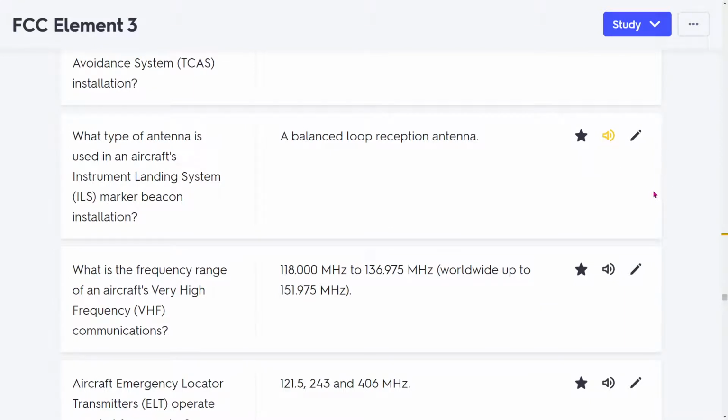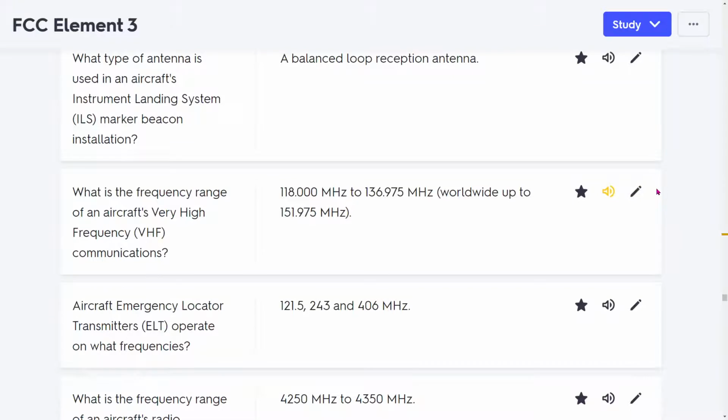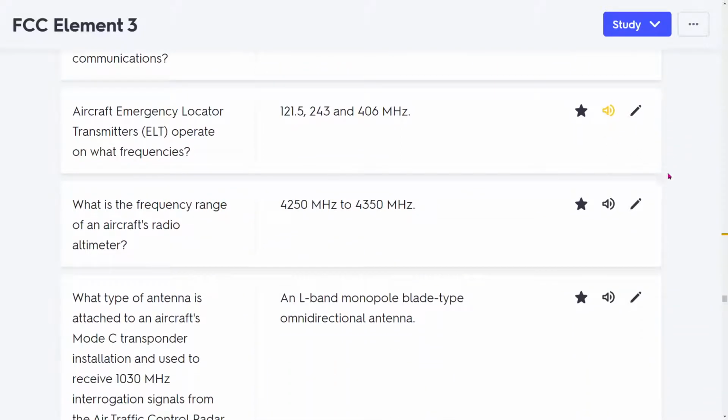What type of antenna is used in an aircraft's instrument landing system marker beacon installation? A balanced loop reception antenna. What is the frequency range of an aircraft's very high frequency communications? 118.000 MHz to 136.975 MHz. Aircraft emergency locator transmitters operate on what frequencies? 121.5, 243 and 406 MHz. What is the frequency range of an aircraft's radio altimeter? 4250 MHz to 4350 MHz.